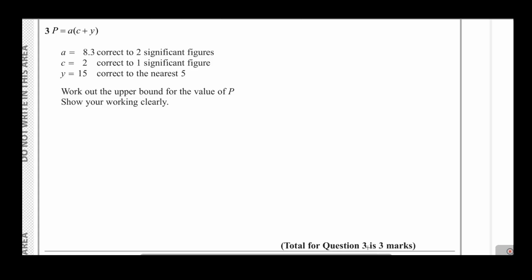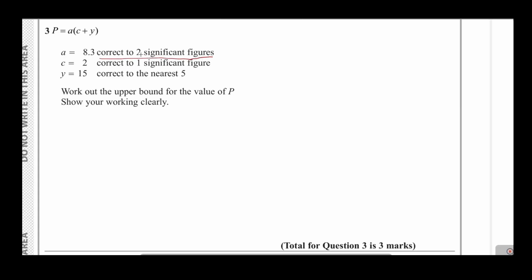In this case, p equals a brackets c plus y. A equals 8.3, correct to two significant figures. C equals 2, correct to one significant figure. Y equals 15, correct to the nearest 5. Work out the upper bound for the value of p, show your working clearly. The very first thing is to identify the keyword and underline it. In this case, correct to two significant figures.